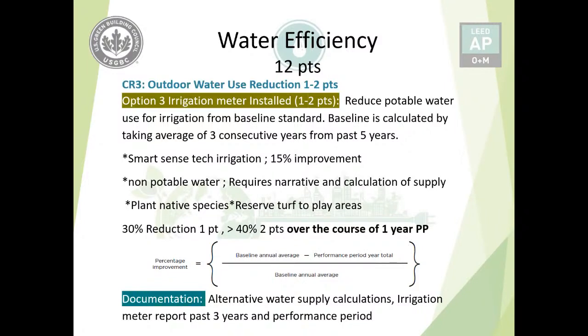So you have 3 years in this credit; your building should be almost 3 years old minimum. And for the calculations, the submission performance period should be 1 year. This is very important when it comes to the performance period, as we know that all of them should be ending within a 30 day period. So in this case, you have to start early and it has to end within 30 days of the other credits that you are submitting for GBCI. If you're able to show 30% reduction, you'll gain 1 point, 40% for 2 points. Now the documentation would be alternative water supply calculations, if any, and the irrigation meter report for the past 3 years, the one you are submitting as a baseline, and for the 1 year performance period.